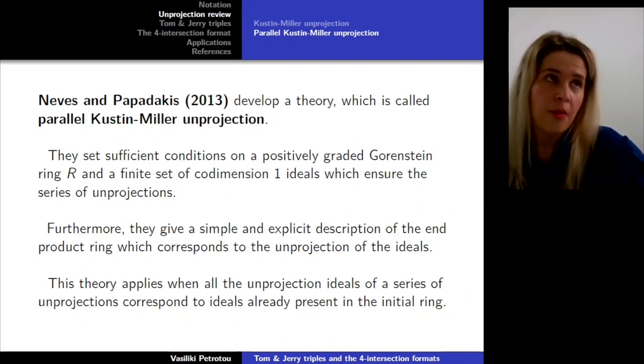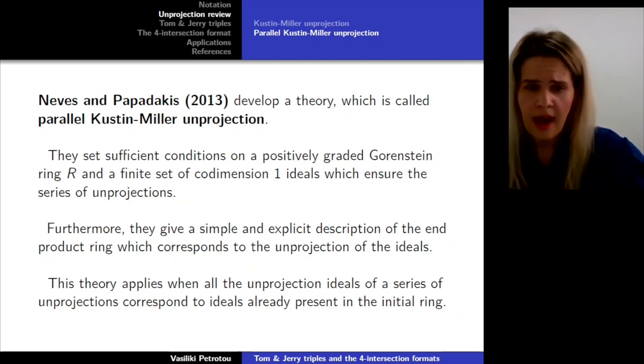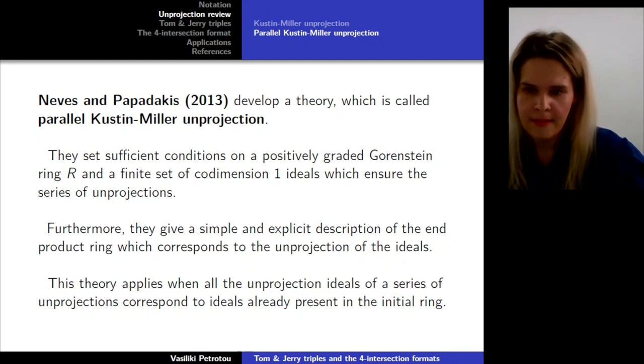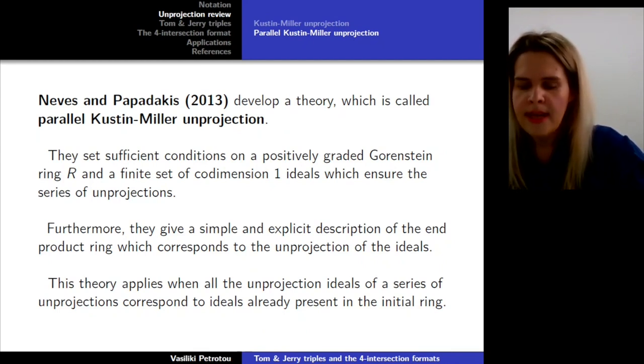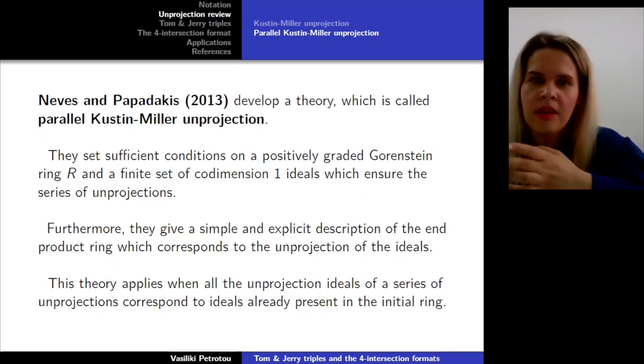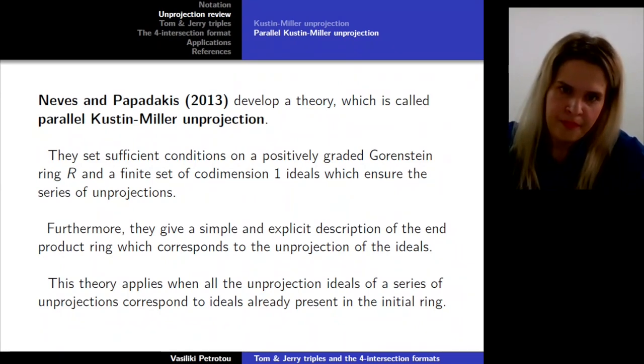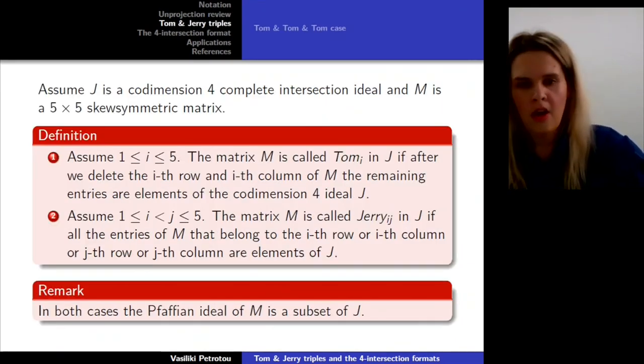It is important to say at this point that this theory applies when all the unprojection ideals of a series of unprojections correspond to ideals already present in the initial ring. What does it mean? It means that all the ideals that we want to unproject appear from the beginning. We don't meet new ideals during the process, new ideal loci, as we say.